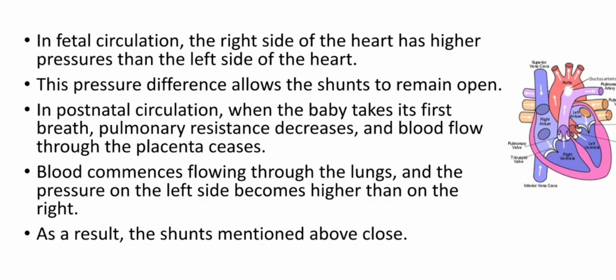In postnatal circulation, when the baby takes its first breath, pulmonary resistance decreases and blood flow through the placenta ceases. Blood commences flowing through the lungs and the pressure on the left side becomes higher than on the right side. As a result, the shunts are going to close.